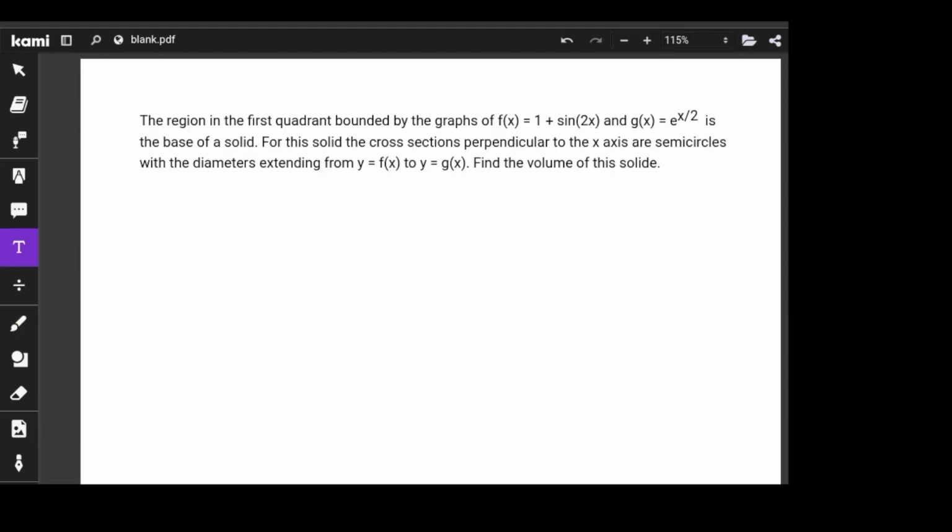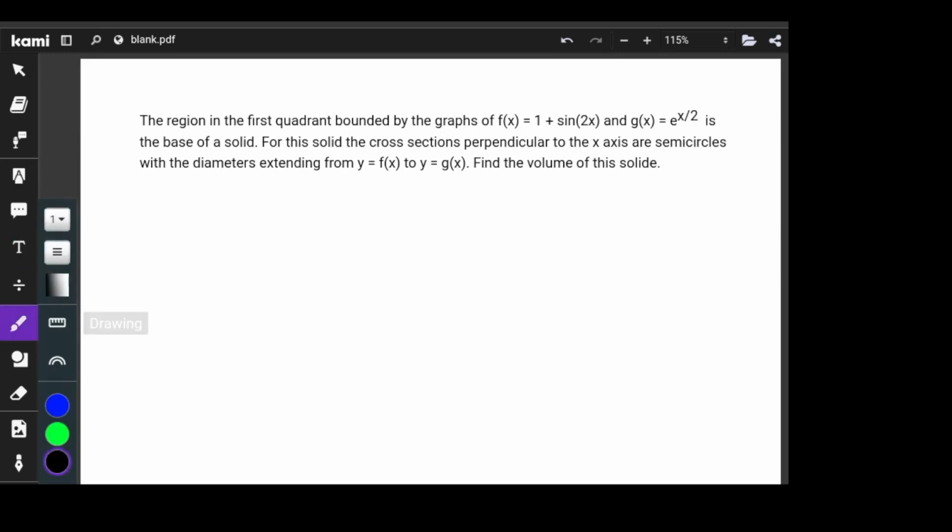So now, let's go on to our next question. This question is going to be a calculator question. I'll first read it all out. The region in the first quadrant bounded by the graphs of f of x equals 1 plus sine 2x and g of x equals e to the x divided by 2 is the base of a solid. For this solid, the cross sections perpendicular to the x-axis are semicircles with the diameters extending from y equals f of x to y equals g of x. Find the volume of this solid.